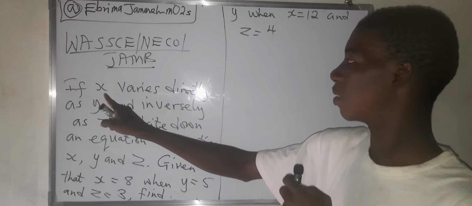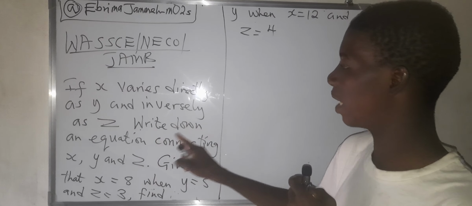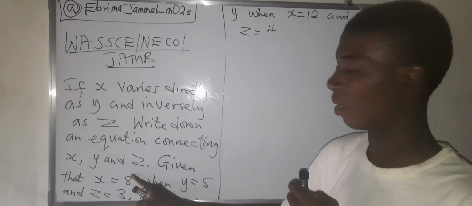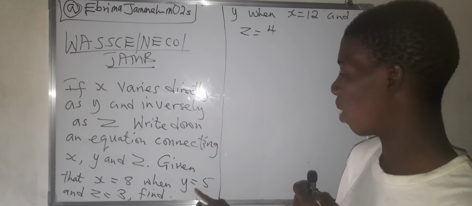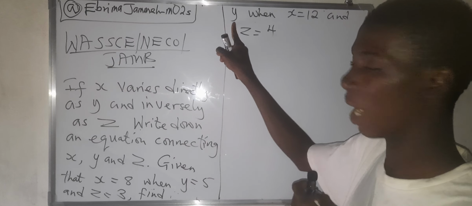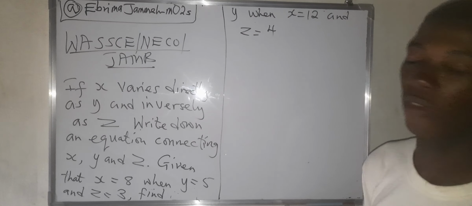Now, if x varies directly as y and inversely as z, write down an equation connecting x, y, and z. Given that x equals 8 when y equals 5 and z equals 3, find y when x equals 12 and z equals 4.